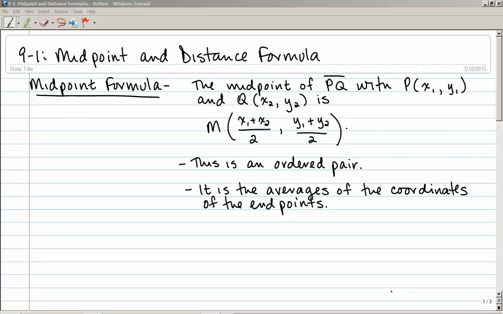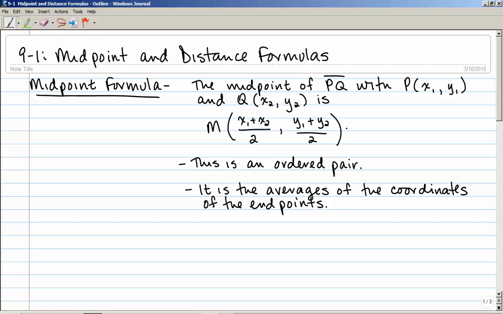Lesson 9-1 is on the midpoint and distance formulas. You should remember these from geometry. And we might have done the distance formula in Algebra 1, I'm not sure. But the midpoint formula: what you're trying to do is find the midpoint of a segment. So if you have the two endpoints, you want to find what point is in the middle.